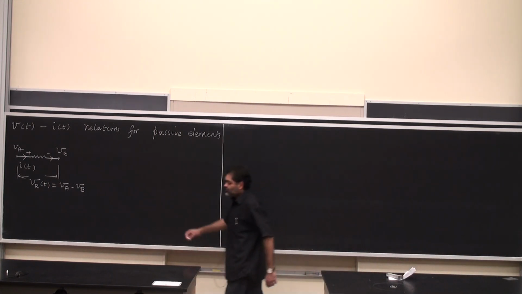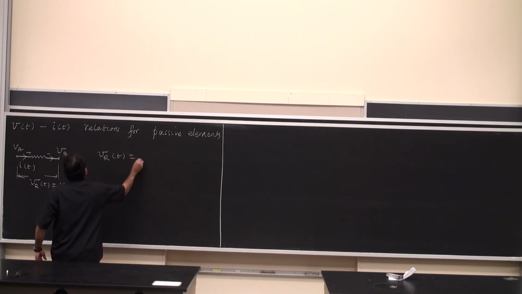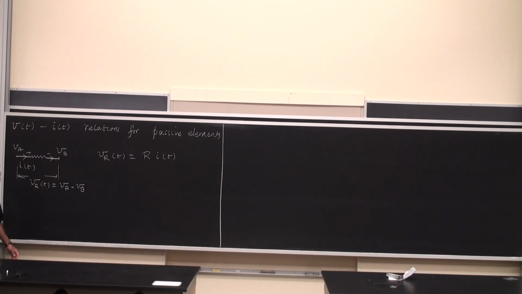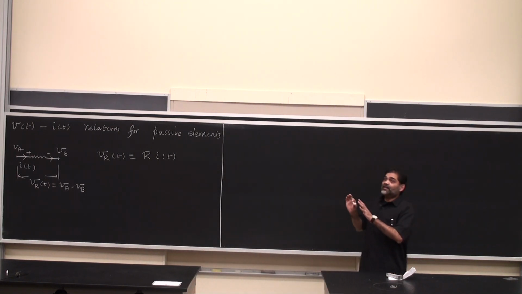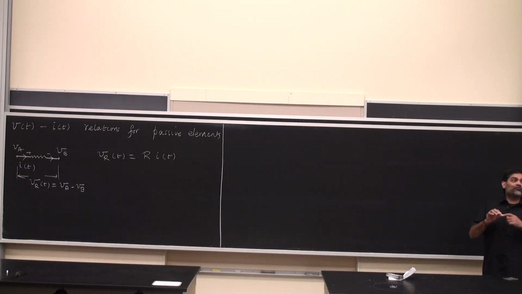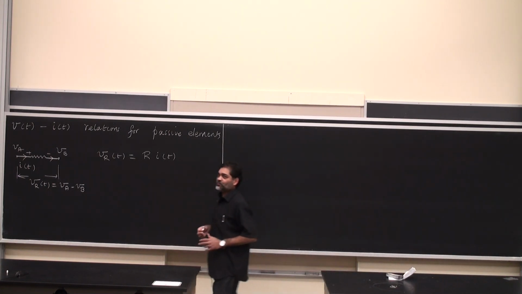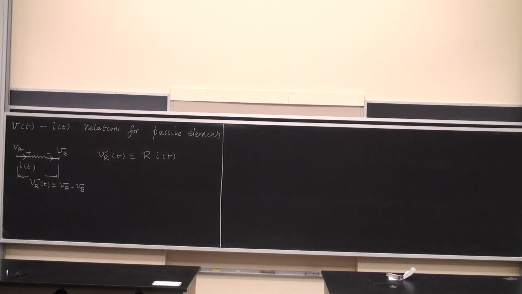And quite simply, Ohm's law gives us that VR of t is R times I of t. R is a resistance, which is a function of the resistivity of the material. It's the characterization of the capability of a material to resist the flow of current through it. This is a material property, like Young's modulus is a material property. Poisson's ratio is a material property. Resistivity is a material property. Resistance comes from that. This is in the time domain.